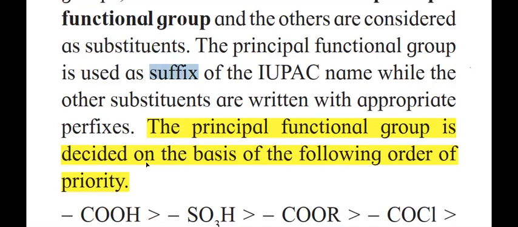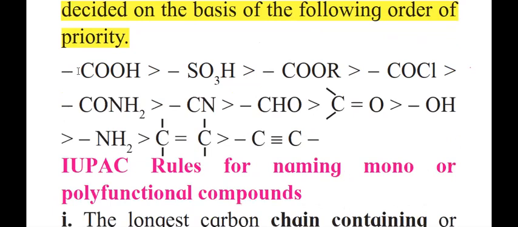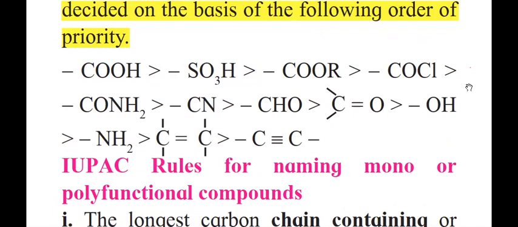The principal functional group is decided on the basis of the following priority order. COOH is the most prioritized, then SO3H, COOR, COCl. For the CET, questions are asked of this type on nomenclature, so we need to know the priorities. Then comes CONH2, CN cyanide, CHO aldehyde. The acid is the highest priority. After that comes carbonyl CO, the ketone. Aldehyde is more prioritized than ketone. Then hydroxyl OH, NH2, double bond and triple bond. Triple bond is the lowest priority. These are the priority groups.